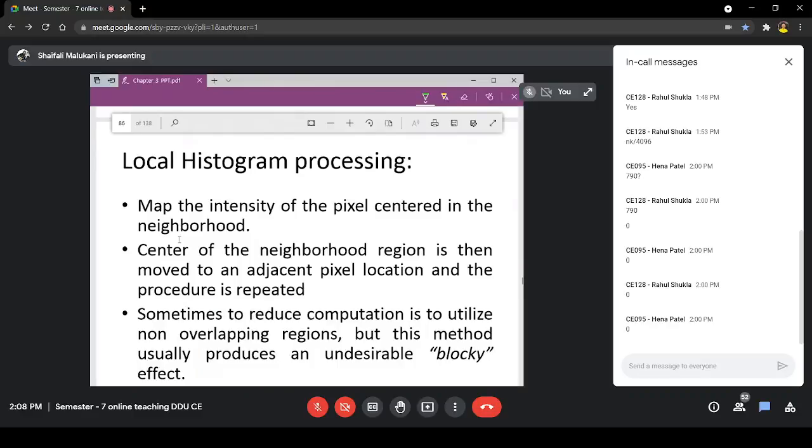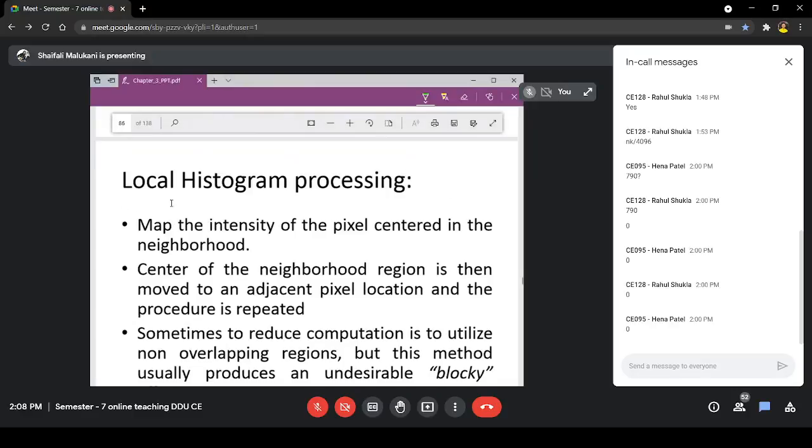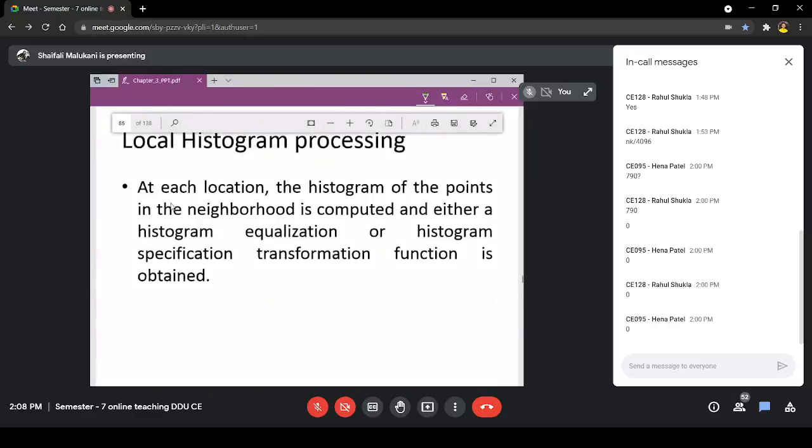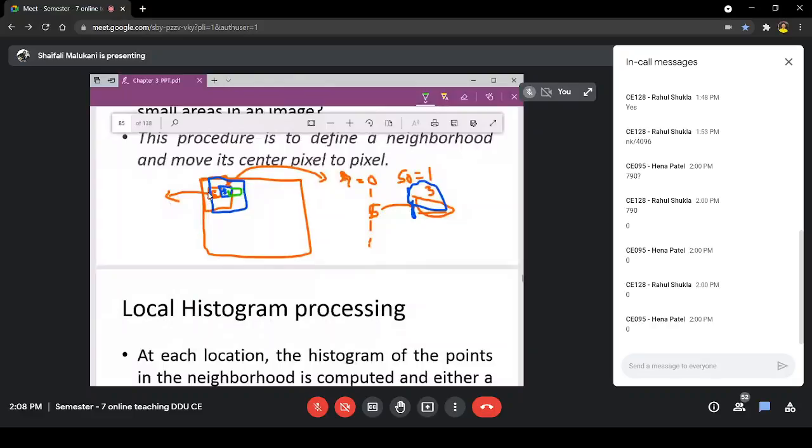Okay, but some of you might say that it is a very complicated, lengthy, computationally heavy process, because histogram equalization has to be performed for every pixel, right? I agree, that is a computationally heavy process. So what can be done? That is an alternative method.